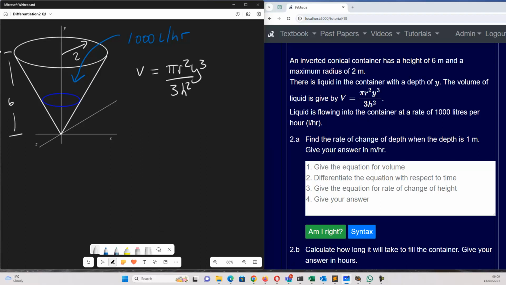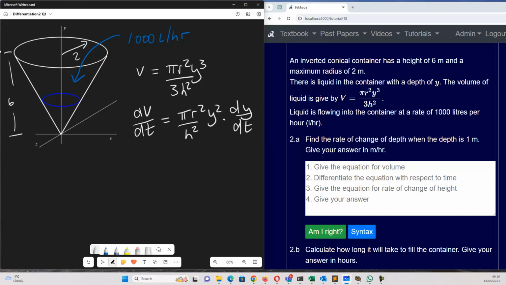So if we differentiate this with respect to time, we're going to get dV by dt is equal to pi r squared, and if we differentiate y cubed, we're going to get 3y squared, and the 3 will cancel with this 3 on the denominator, so that will just be over h squared, and then this is multiplied by dy by dt.